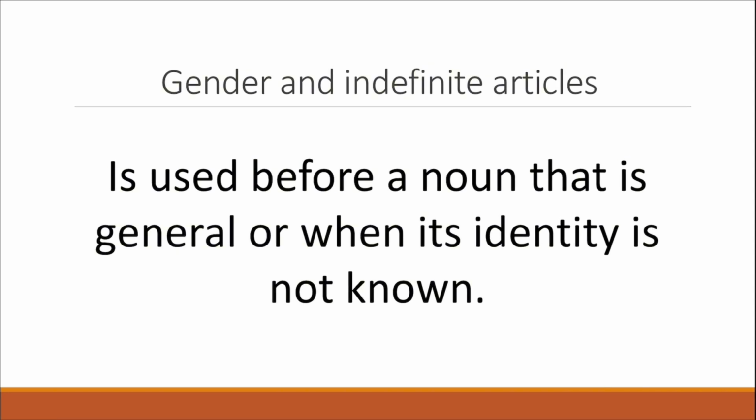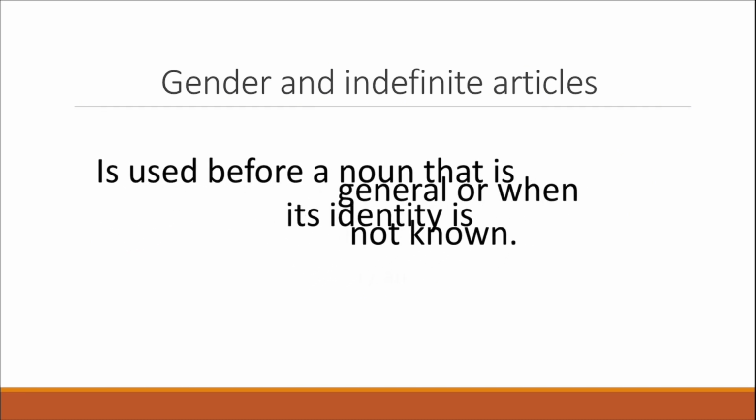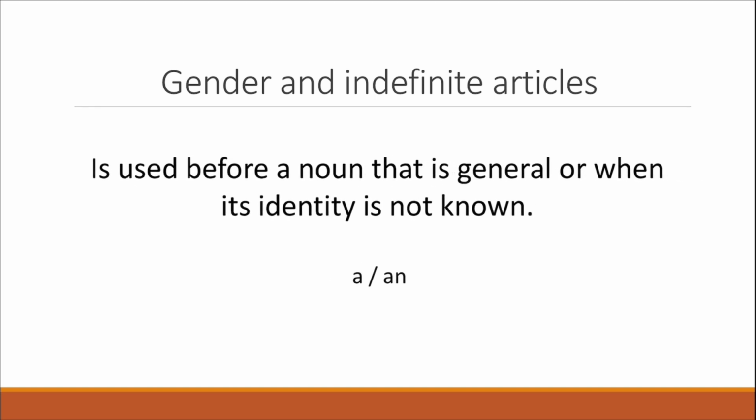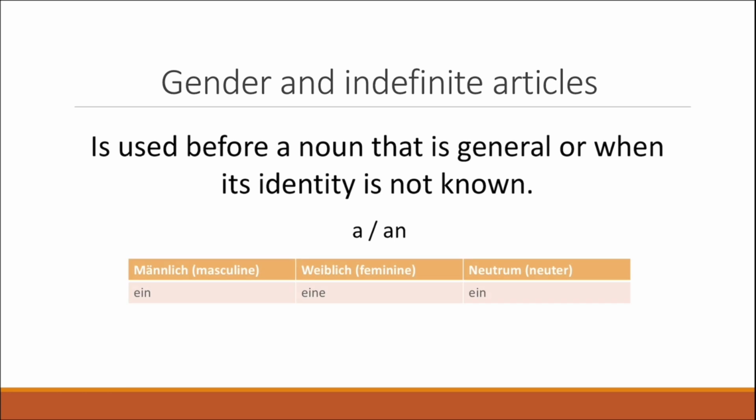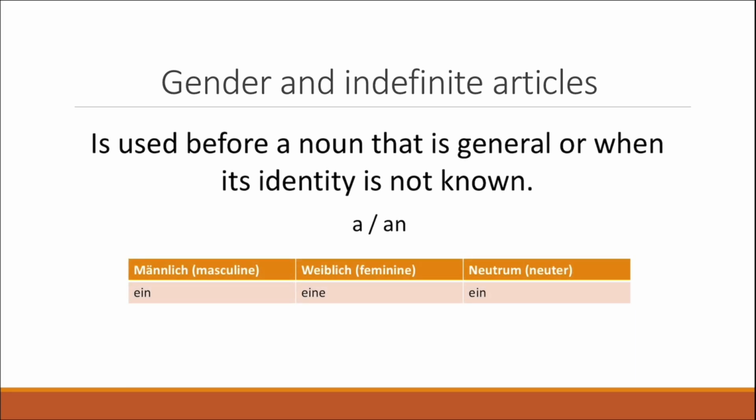Now, let's have a look at indefinite articles. The indefinite article is used before a noun that is general or when its identity is not known. While in English we only have a or an, in German we also have two possibilities. We use ein if the noun is masculine or neuter, and we use eine if the noun is feminine.